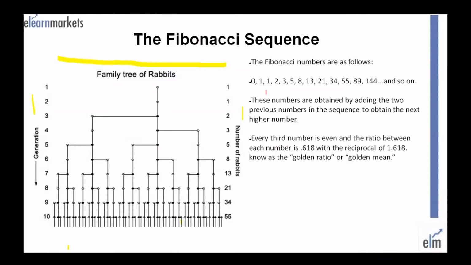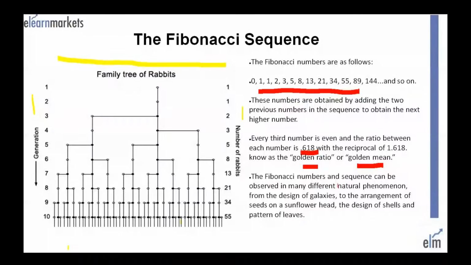So every third number. Now in this particular series, if you sit with a calculator, you will see that every third number is even, and the ratio between each number is 0.618, which is also called the golden ratio or the golden mean. And this particular ratio is what defines the entire universe, from the position of cells to galaxies to the proportion between your different body parts. Everything, everywhere is nothing but the golden ratio. The Fibonacci numbers and sequence can be observed in many different natural phenomena, from the design of galaxies to the arrangement of seeds on the sunflower head, the design of shells and pattern of leaves.